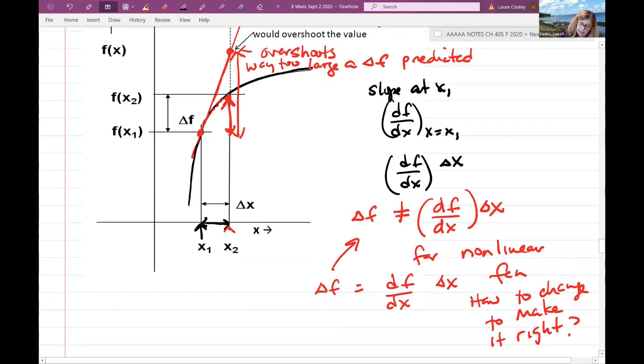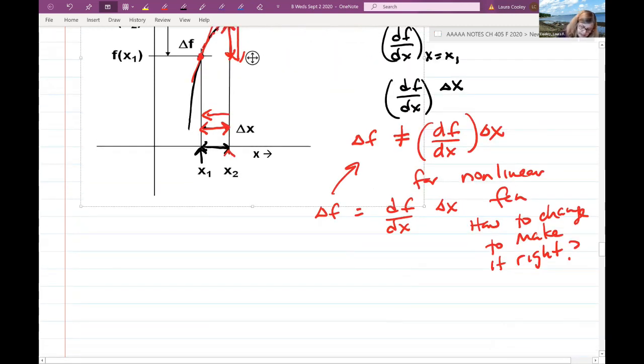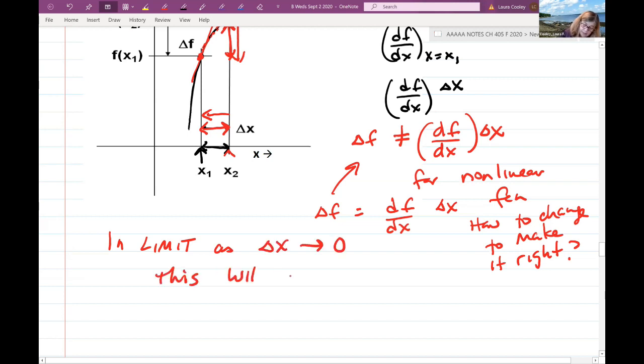Well, the reason why it's wrong is because I have this big delta x here. I have delta x that's over a significant range, and in that range of x's, I have many different slopes. So if I could look at this in the limit as I keep making that delta x smaller and smaller, as delta x approaches 0, this will be correct, or it will approach the correct answer.